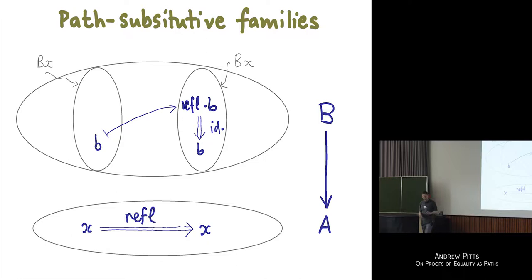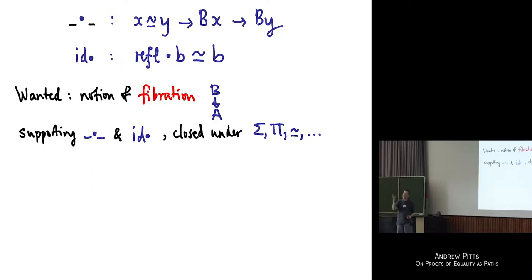So how are we going to get this, right? What we want is some notion of fibration, as it's often called, that supports this kind of structure. But, of course, and this is the difficulty, that notion of fibration has got to be closed under all the type-forming operations we're interested in: pi types, sigma types, propositional identity types themselves better give us fibrations, W types better give us fibrations. So the difficulty is trying to think of a good notion of fibration.